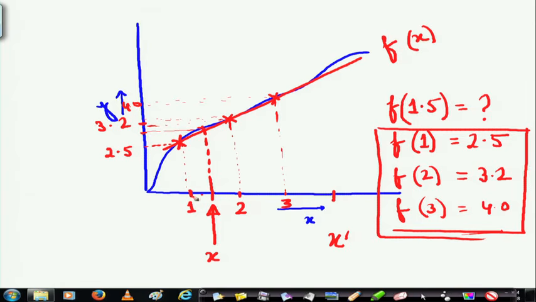So, here we will try to see, given some known values of f of x for some particular x's, how do we find out the value of f of x for some intermediate value of x? That is the task of interpolation.